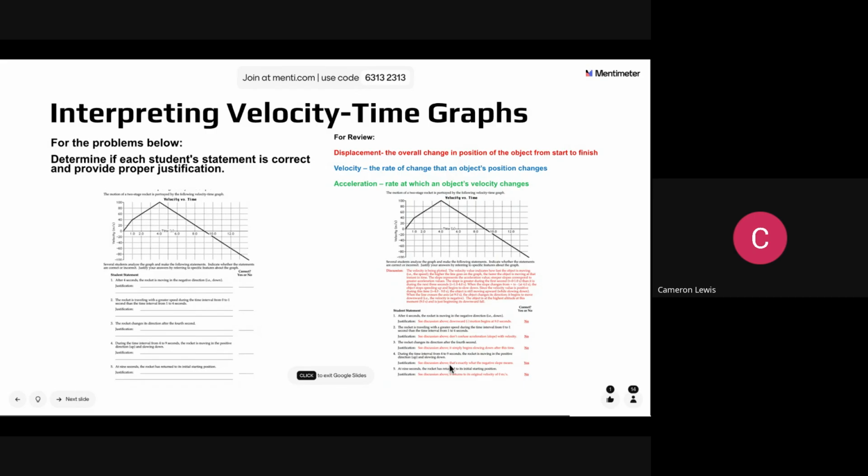Wait, say what you just said. At 4 seconds, you're starting to decelerate, which means you're slowing down. Which student's answer?